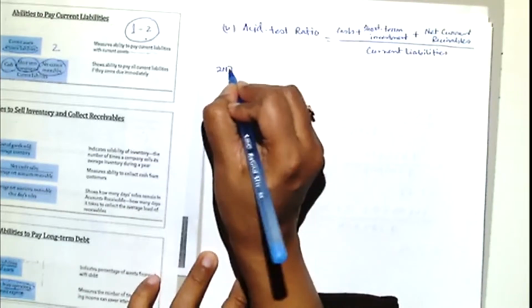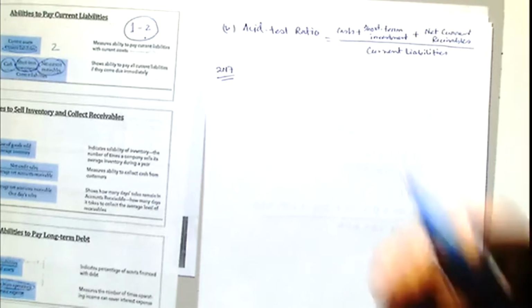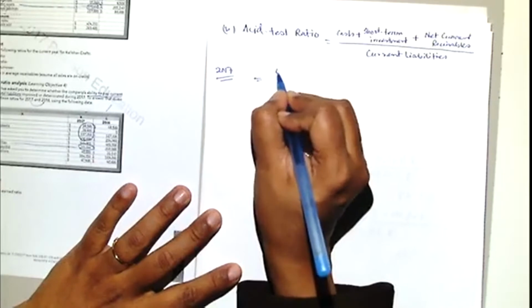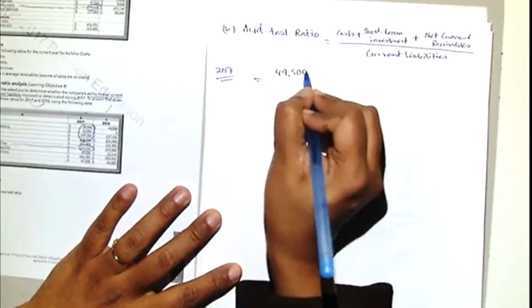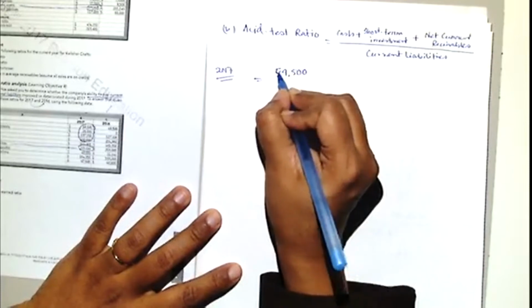Let's try to do it for 2017. I just want to see everyone is trying. Everyone is trying with your calculator. Let's try to do 2017. You did it, Daniel? Great. So Daniel, you tell me the numbers, please. 49,500. Oh, it's 59. I'm sorry. 59,500.